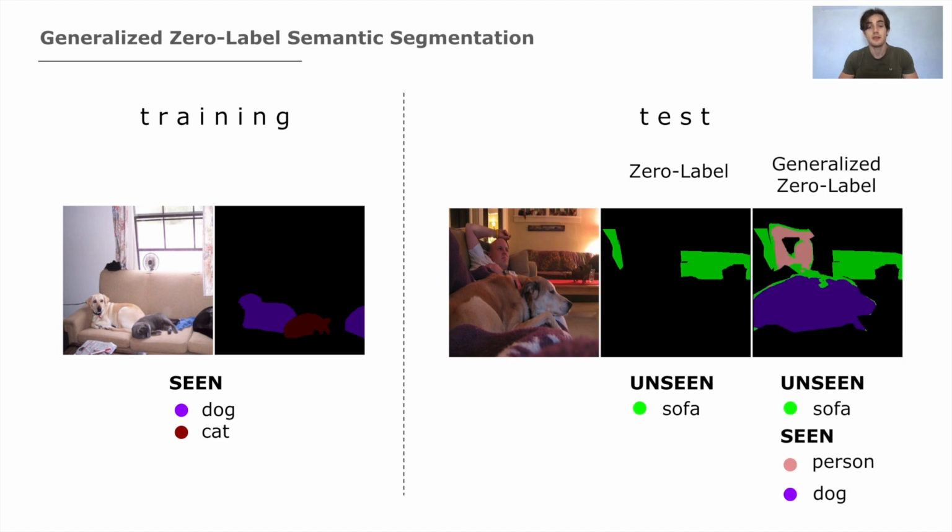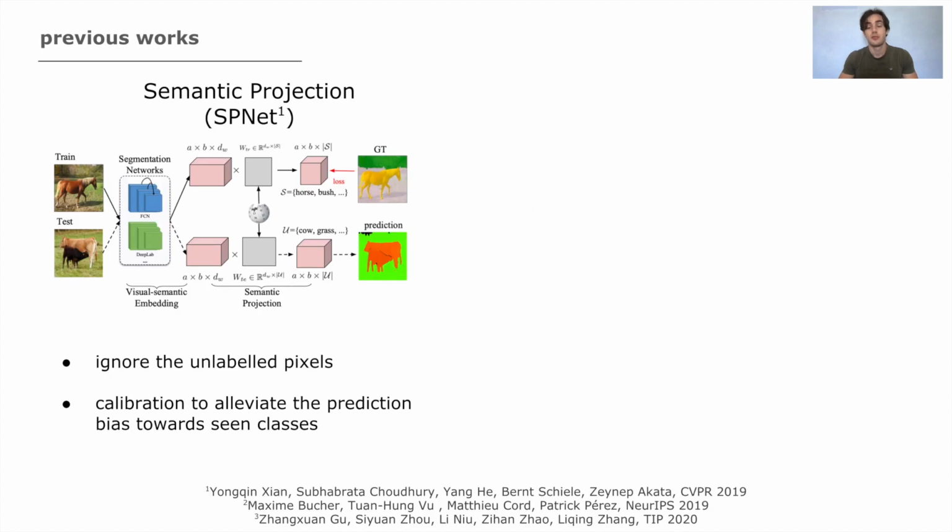The generalized setting is a more realistic scenario, as the model has to predict both seen and unseen classes, but it is also more complex due to the significant performance drop on unseen classes due to the bias towards seen classes. To the best of our knowledge, only 3 works directly address the generalized zero-label semantic segmentation task, but with complex structures and mechanisms to solve the class imbalance issue.